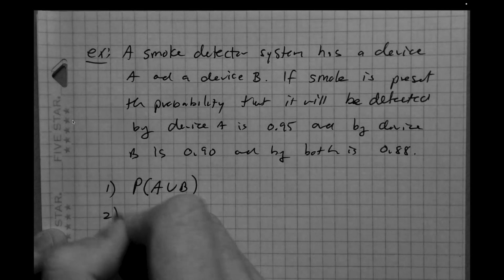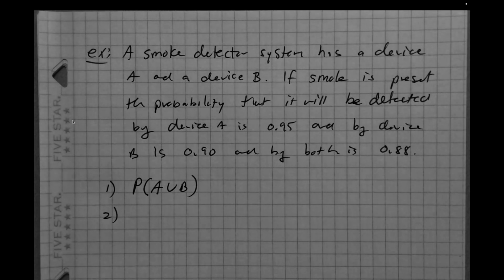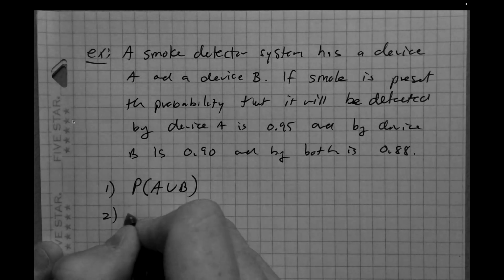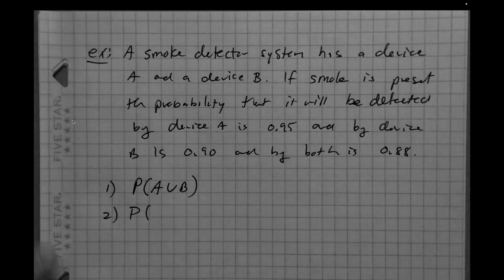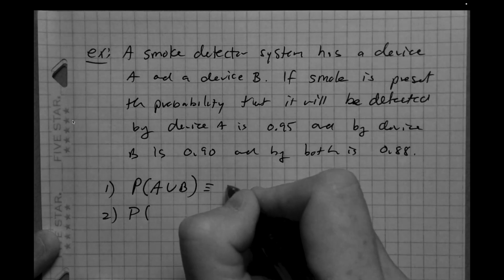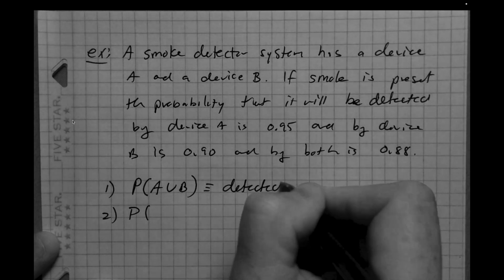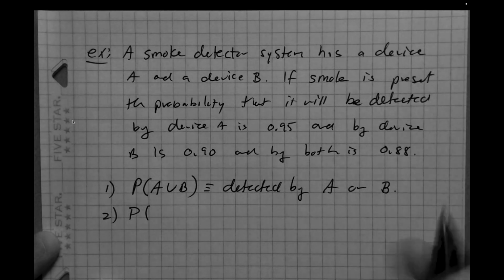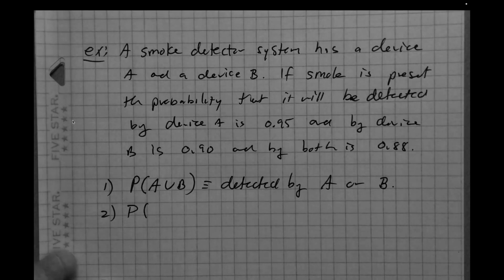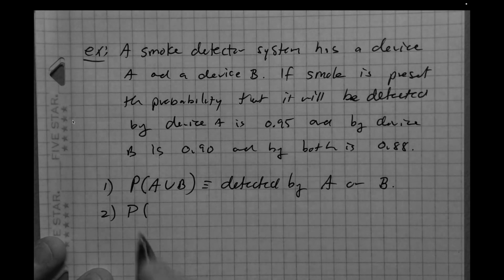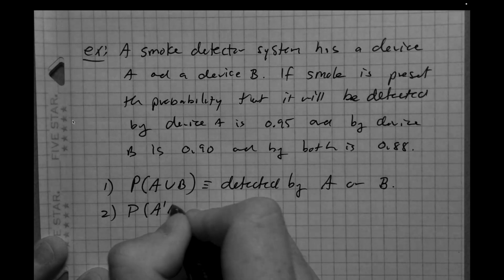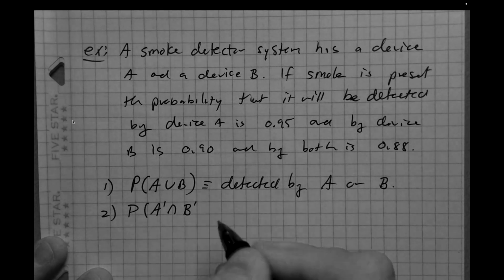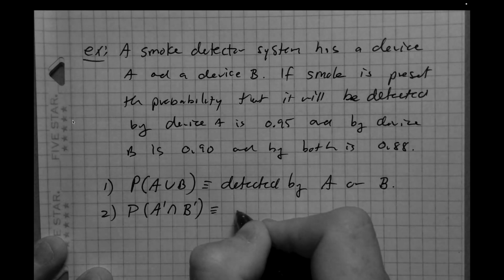And then the second is, find the probability that smoke will be undetected. So what are we talking about there? Just to put this in, this is detected by A or B. And secondarily, we want to know the probability that smoke will be undetected. So that would be not A and not B. This is undetected.